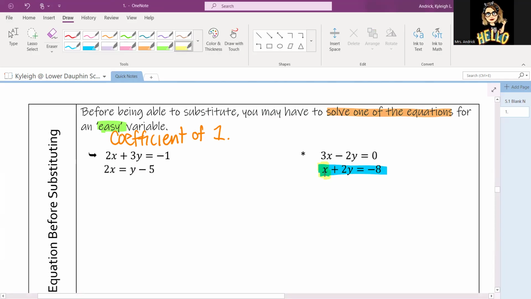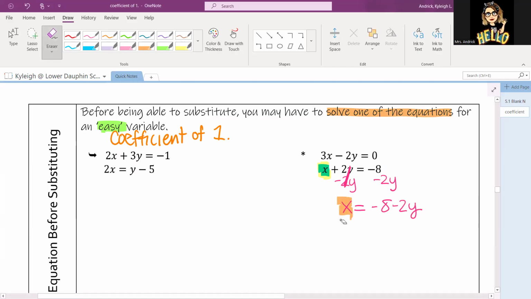So think about, how can I move a 2y to the other side? Well, the opposite of a positive 2y is going to be to subtract 2y on both sides. Those y's cancel. We're left with x equals, which is what we want. We just write -8 minus 2y. Okay, so now we have a variable alone.